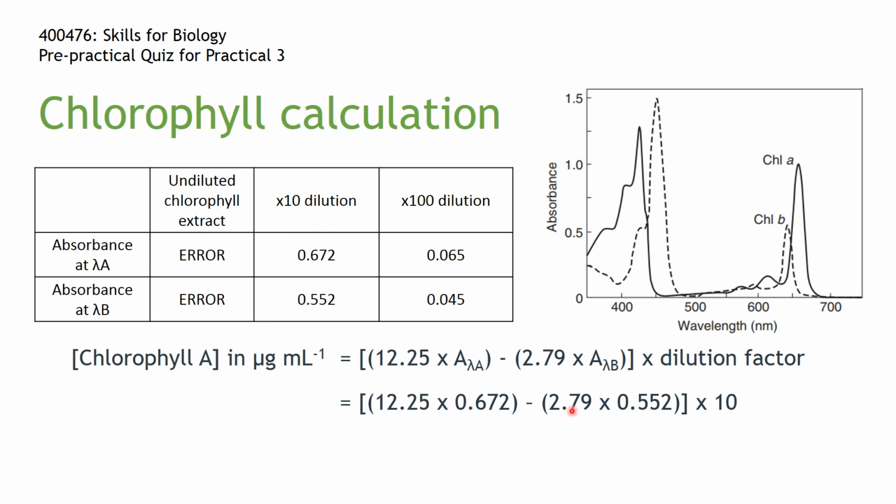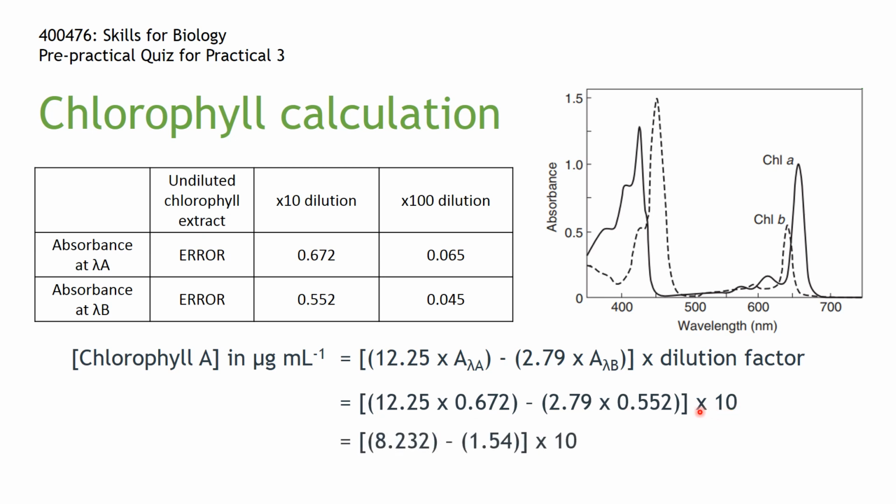Then the 2.79 stays the same, and the absorbance at wavelength B is this 0.552. So we substitute that into our equation, and we're using the times 10 dilution. We can't use the undiluted because it was too concentrated for the spec. It gave us an error. And if we use a times 100 dilution, it's going to be less accurate. So for this one, we're going to use the times 10 dilution. So we've now substituted in those values.